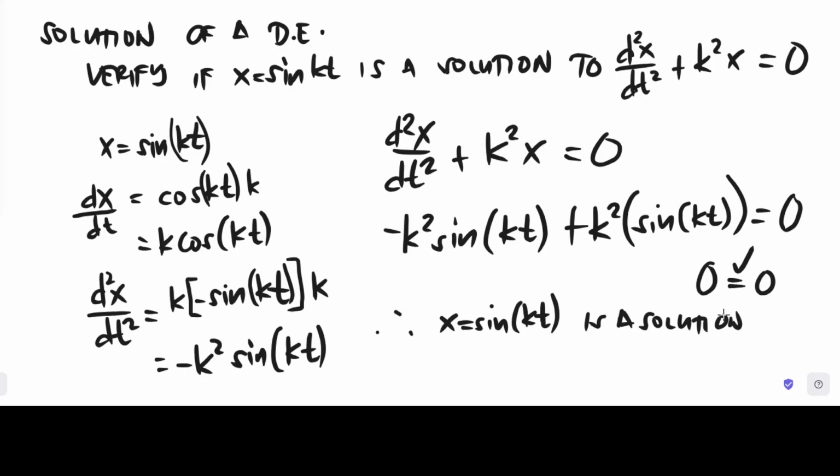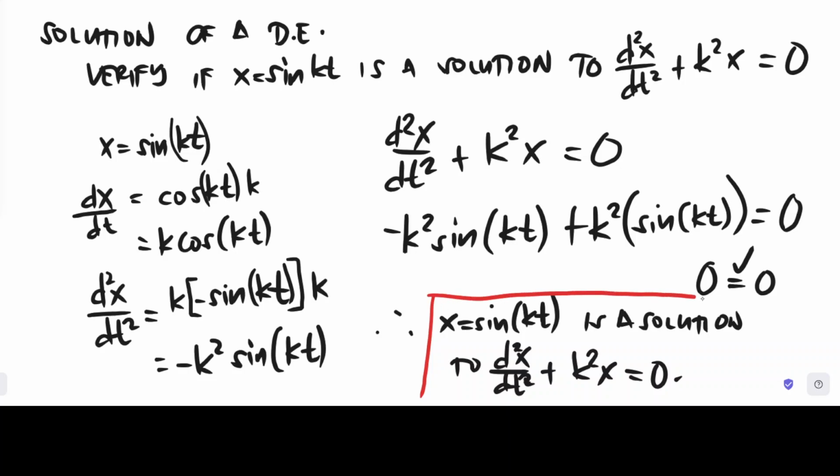To the second derivative of x, plus k squared x is equal to 0. So this will be the answer. Alright, so hopefully the concept of the solution of a differential equation is clear. So let's proceed to the next characteristic.